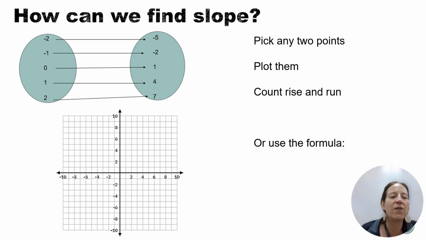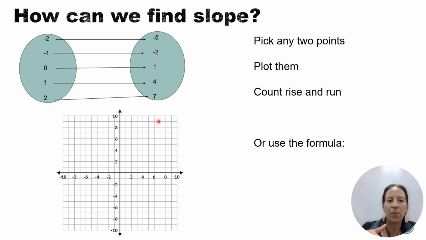So here we have a relation. This is the same relation that we had. So this is linear. And what we're going to do is pick any two points. Any two. So I could pick (-2, -5), (-1, -2), (0, 1), (1, 4), or (2, 7).